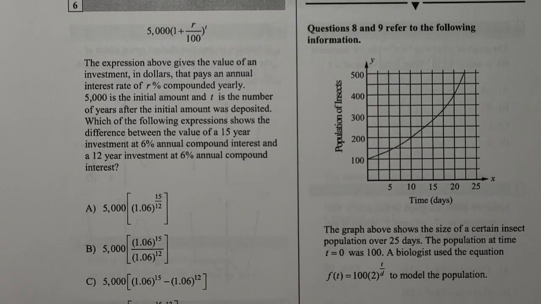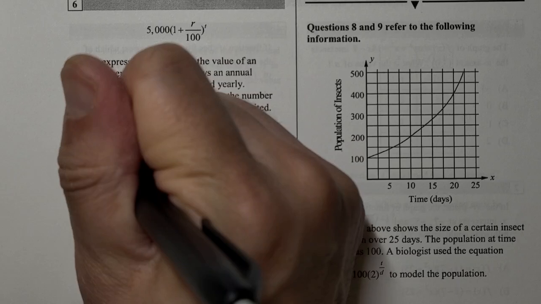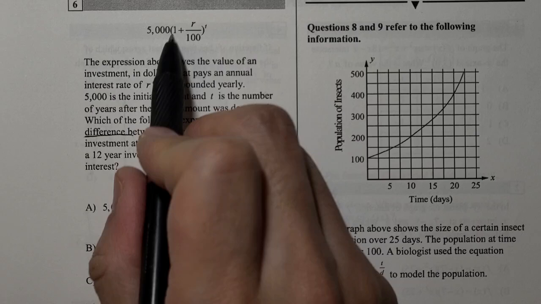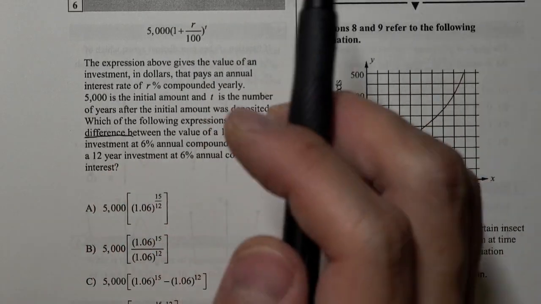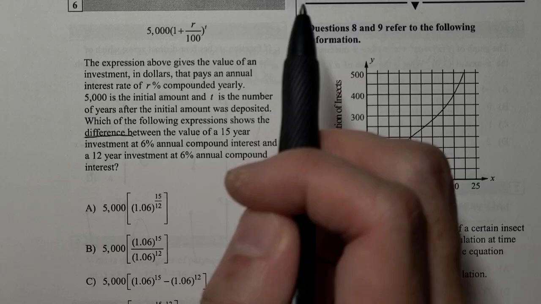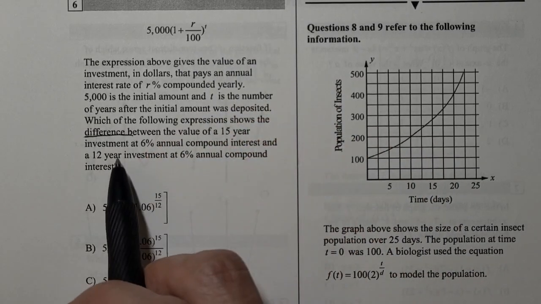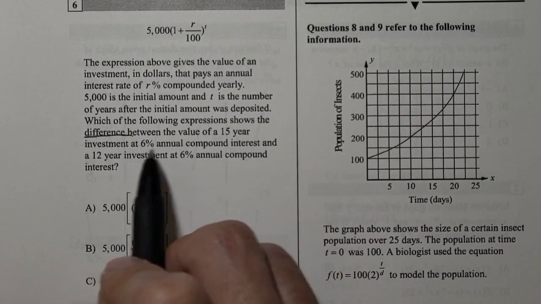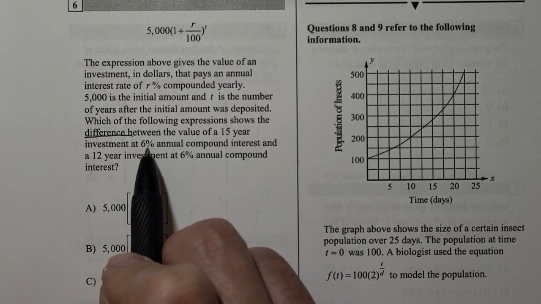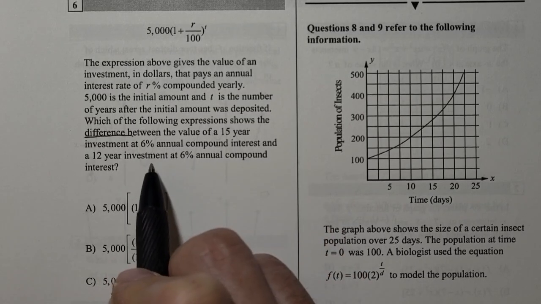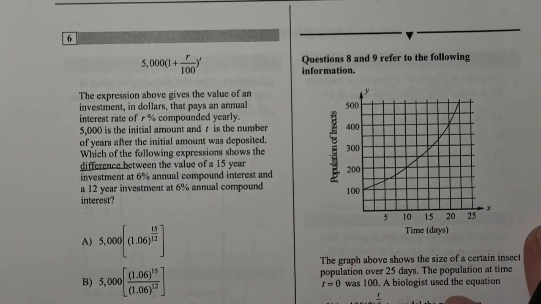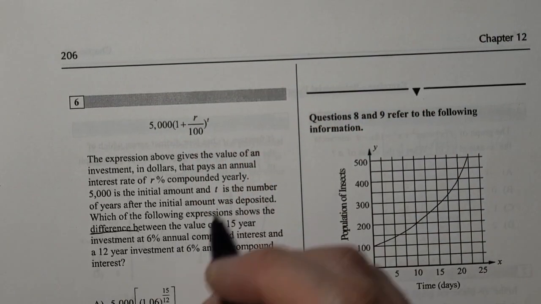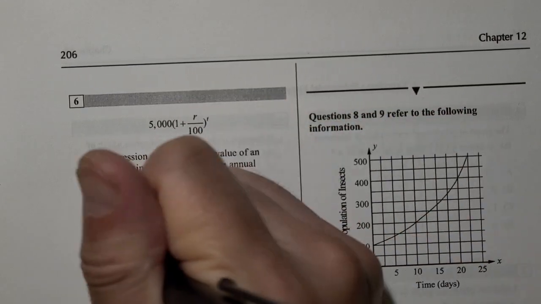Okay, so let's underline difference. It's asking for difference, okay? This is the general model for the interest, where R is the interest rate, T is the amount of time. So let's just write out the 2 different cases: a 15-year investment at 6% annual compound interest, and a 12-year investment at 6% annual compound interest. Let's call it case A and case B.